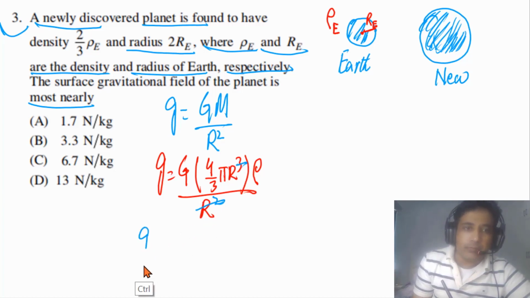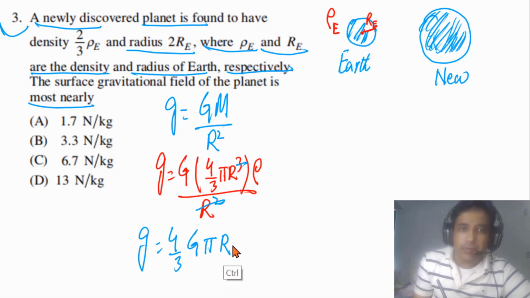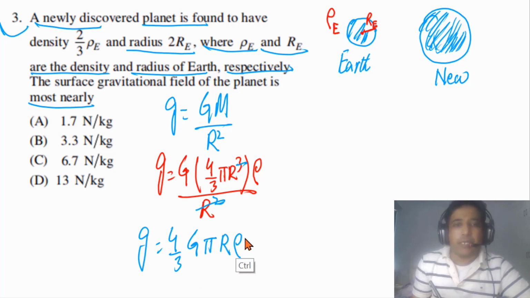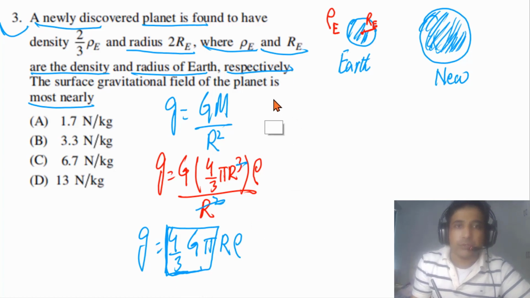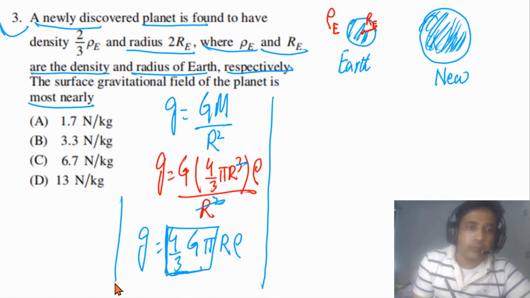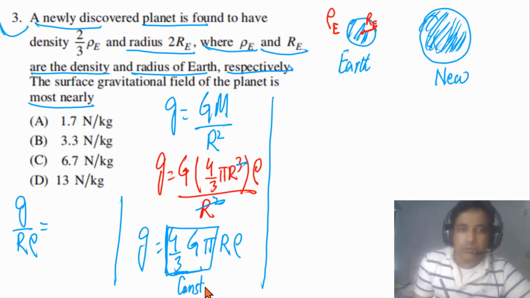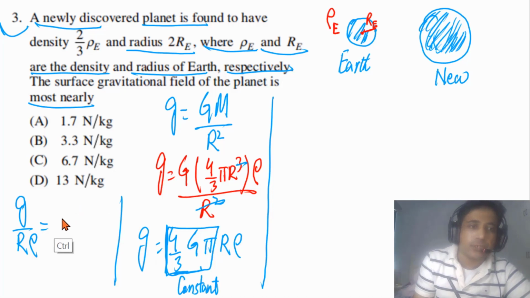Now if we simplify, we get 4/3 capital G, π, and r times density. In this case, this is constant for these two planets. So we can rewrite this as g over r times ρ equals some constant, because this is constant for these two planets.